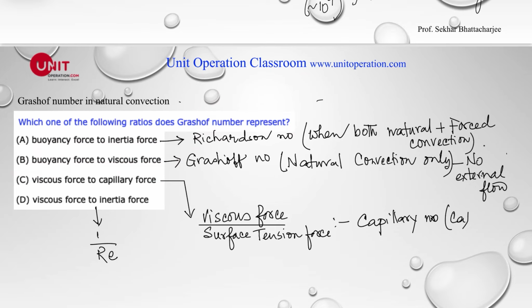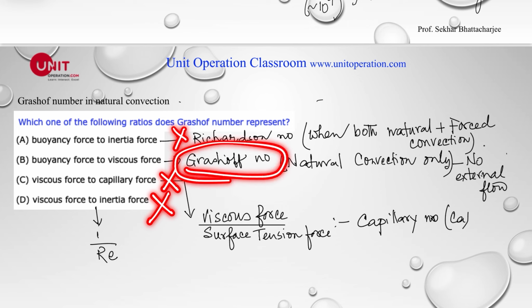Viscous force to capillary force, actually viscous force to surface tension force, since capillary force is caused by surface tension, is called the capillary number. So this option is also not true. And viscous force to inertia force: we know the ratio of inertia force to viscous force is the Reynolds number, so this is the inverse of the Reynolds number. So this also is not correct. This is the correct option. So the correct option is B.